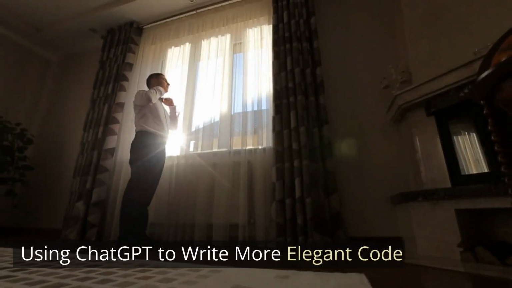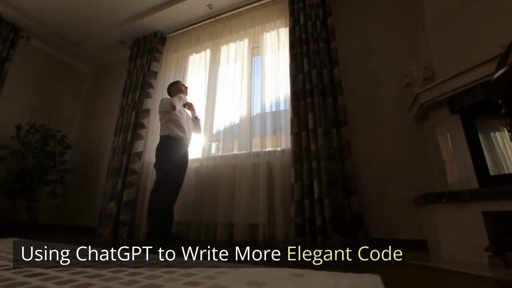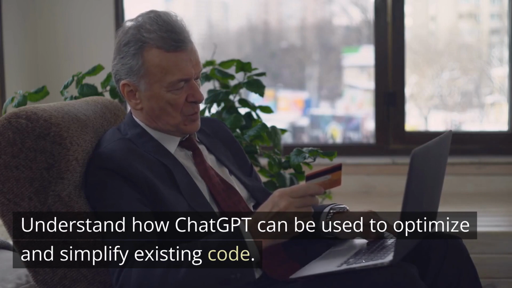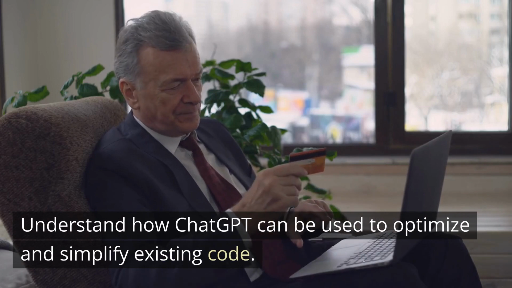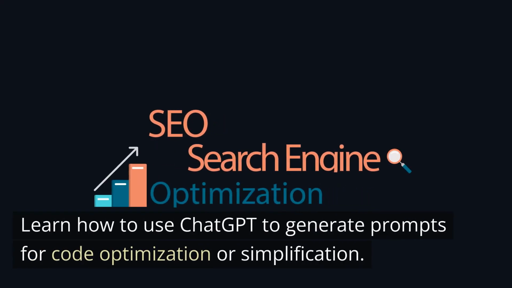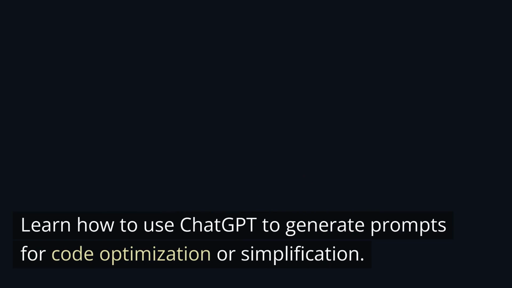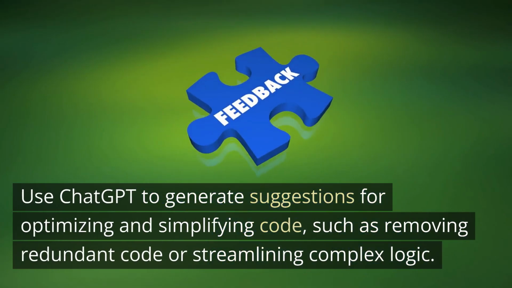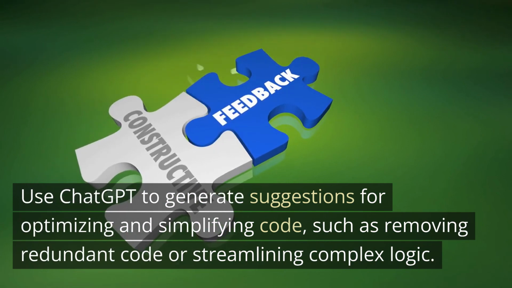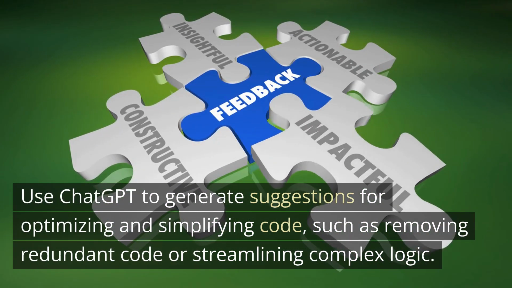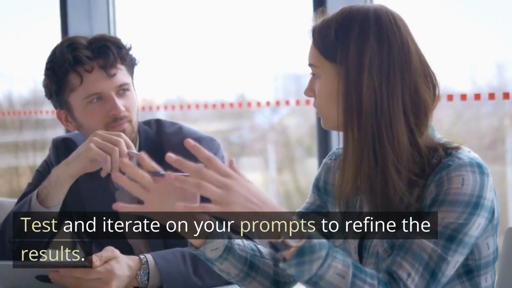Using ChatGPT to write more elegant code. Understand how ChatGPT can be used to optimize and simplify existing code. Learn how to use ChatGPT to generate prompts for code optimization or simplification. Use ChatGPT to generate suggestions for optimizing and simplifying code, such as removing redundant code or streamlining complex logic. Test and iterate on your prompts to refine the results.